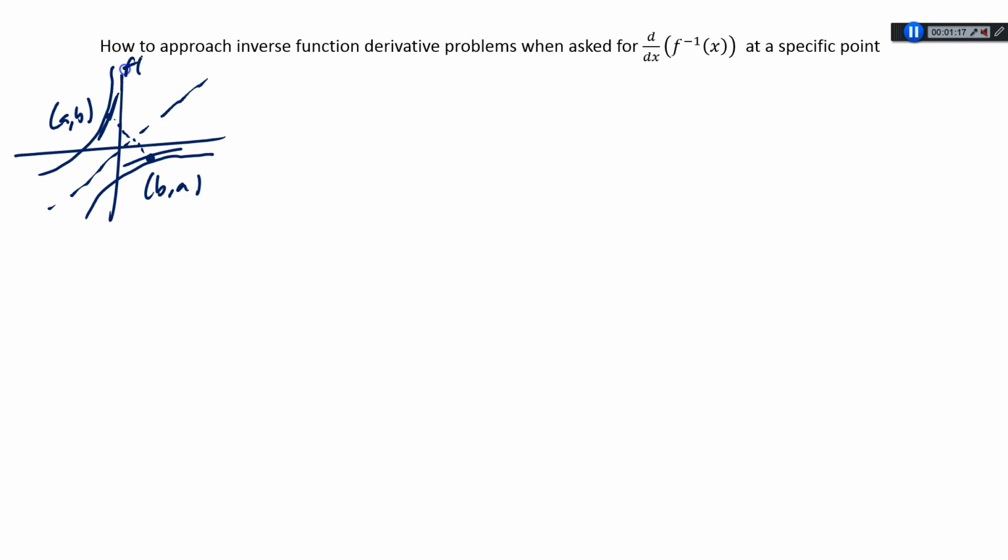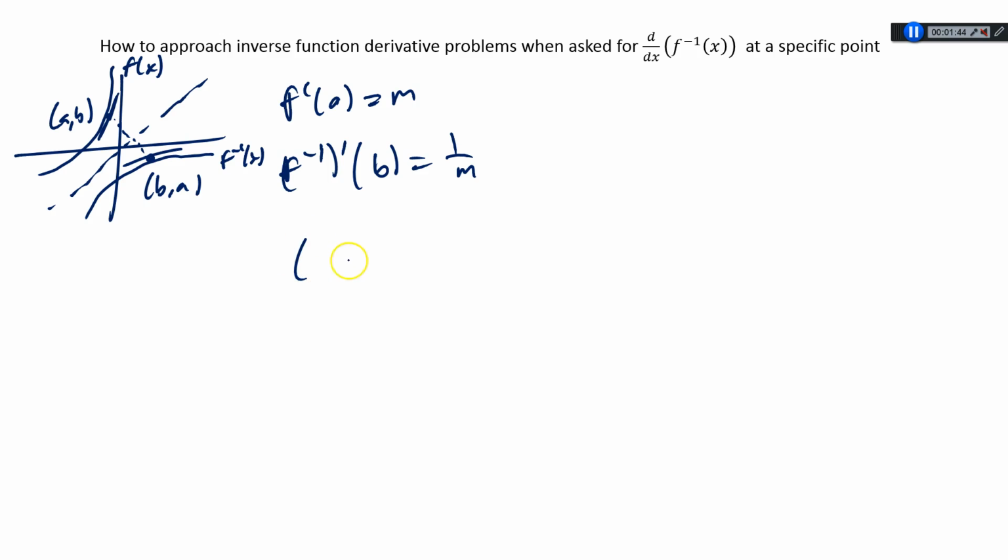So this is f of x. So f prime of x is equal to the slope of that tangent line. Let's call it m. So f inverse, which is this guy down here, so f inverse prime, that's kind of weird notation, but it works, of not a, right? So this is a over here. Not of a, but of b is equal to 1 over m. So they're reciprocals. Okay?